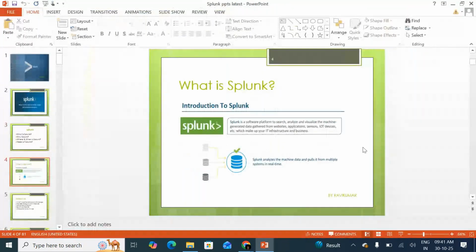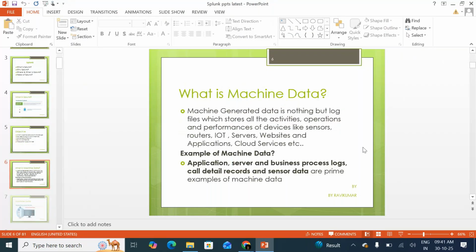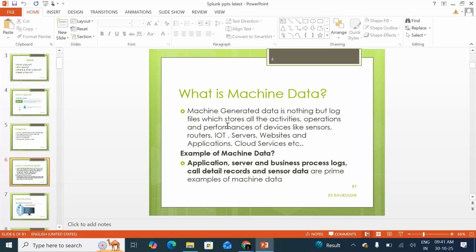So Splunk is a software platform to search, analyze, and visualize the machine-generated data gathered from websites, applications, sensors, IoT devices, etc., and make your IT infrastructure and business work well. Basically, machine data is nothing but log files, which store all the activities, operations, and performance of devices like sensors, routers, IoT devices, servers, websites, applications, and cloud services.